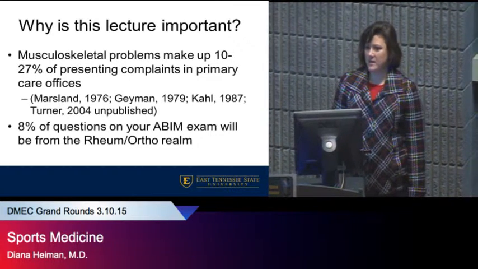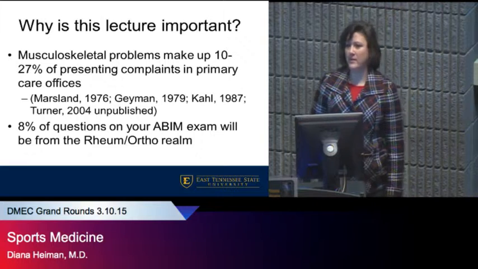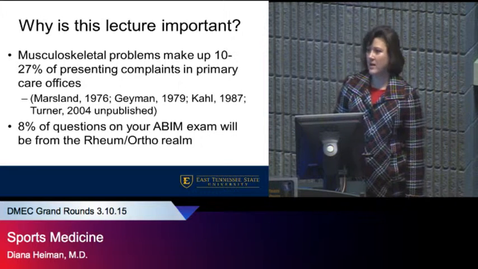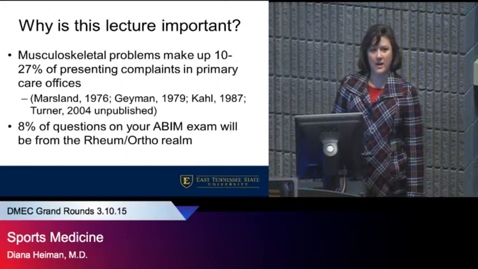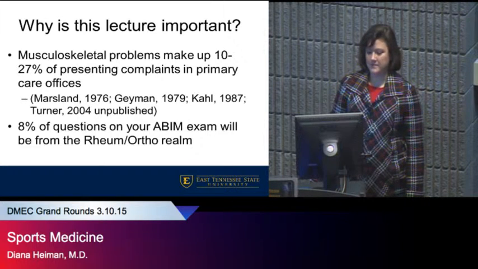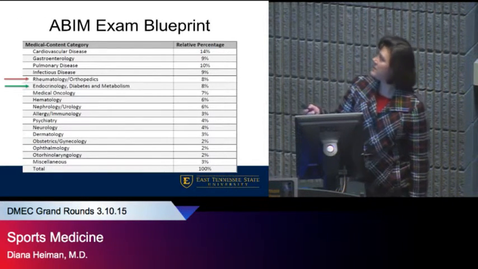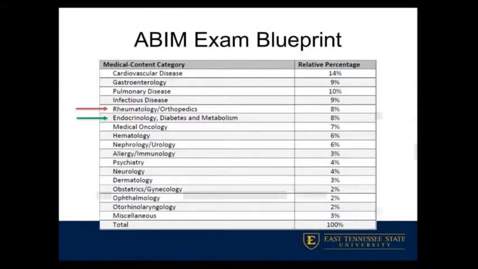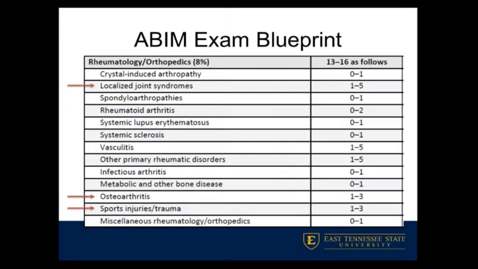Musculoskeletal problems do make up 10 to almost 30% of presenting complaints to primary care offices, and on the higher side for urgent care. So if any of you are going to go into primary care, outpatient practice, or urgent care, you will see lots and lots of musculoskeletal problems. And 8% of the questions on your ABIM exam are in the ortho realm. So you can see here, it's just as much as there is endo, diabetes, and metabolism. Obviously you see a lot more endo and diabetes and metabolism at this point because of the hospital work you do, but it is actually a significant portion of your ABIM exam.